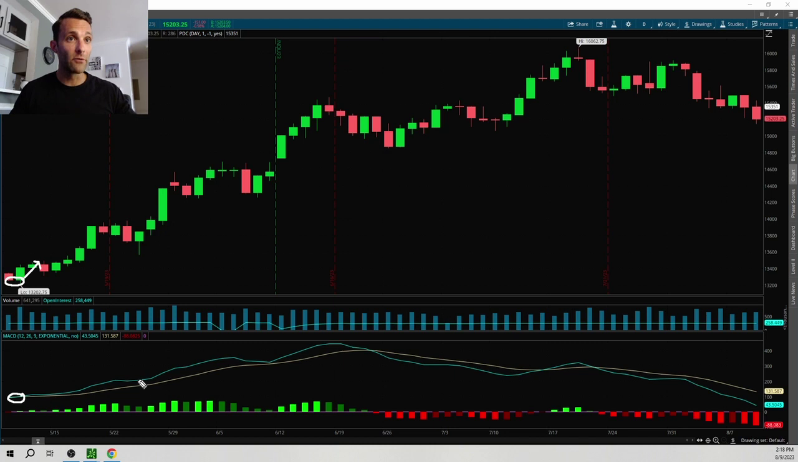And then the blue line remains above that tan line, and the first cross to the downside happens right there in this area on the daily chart. And what do you know? A short-term pullback to the downside.